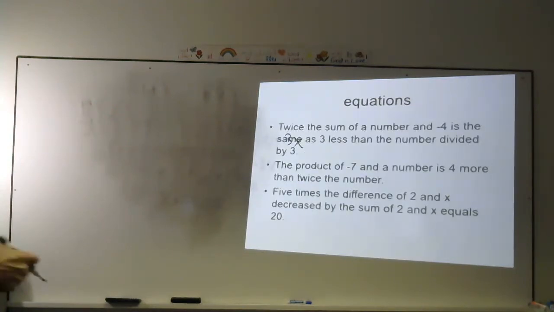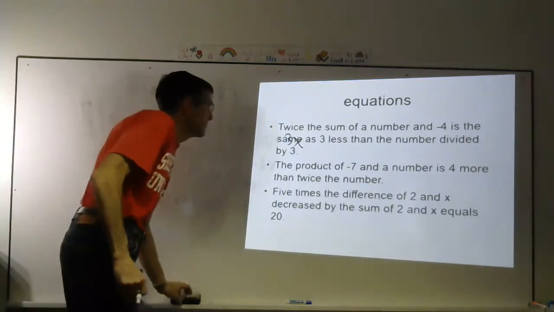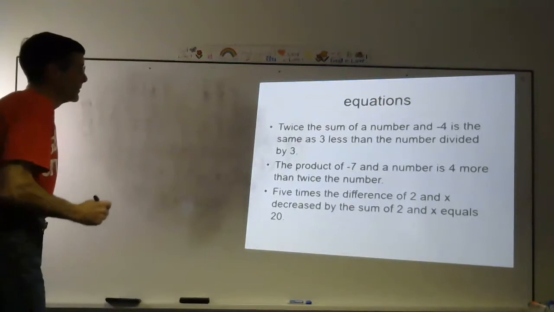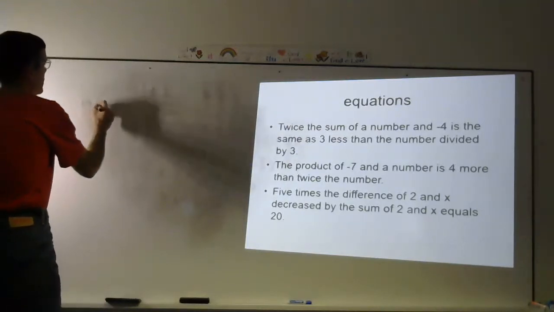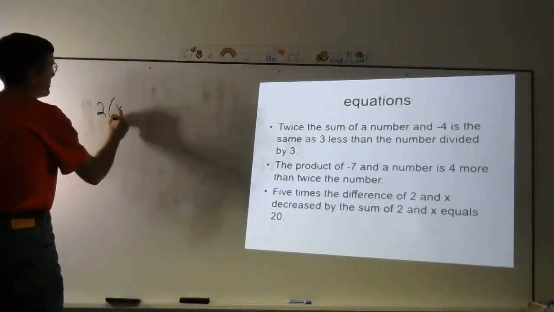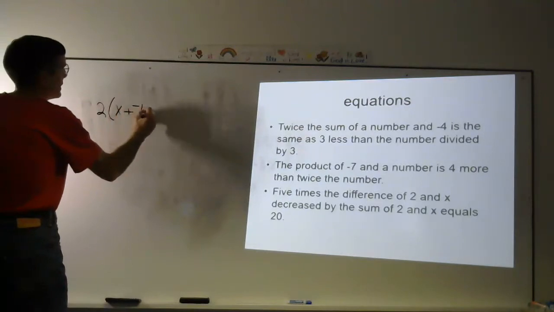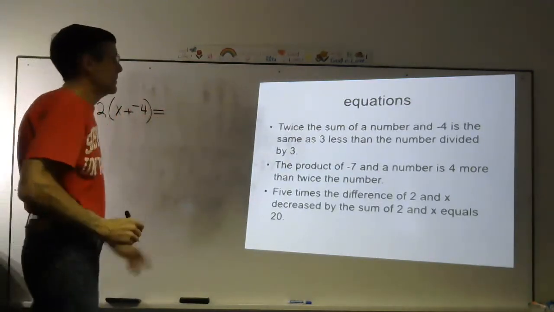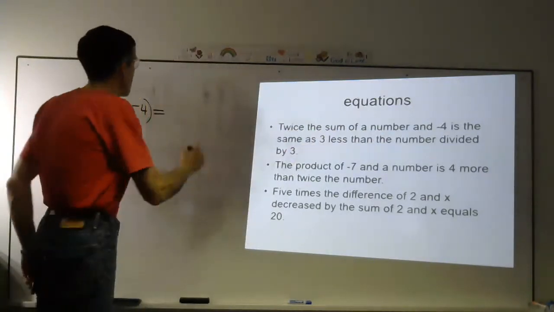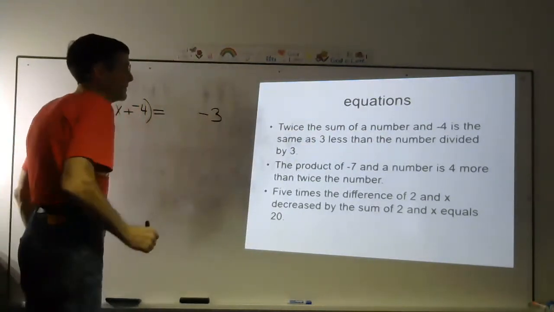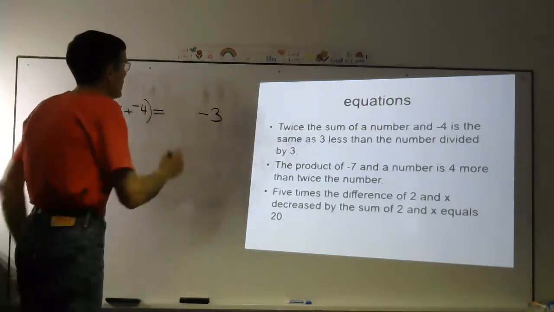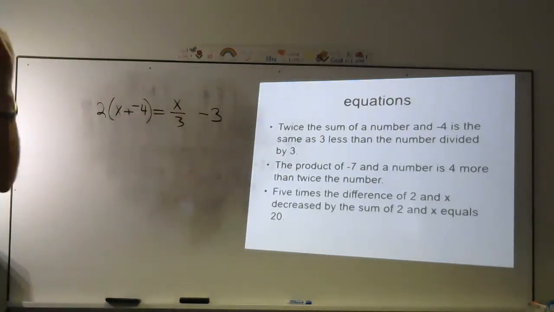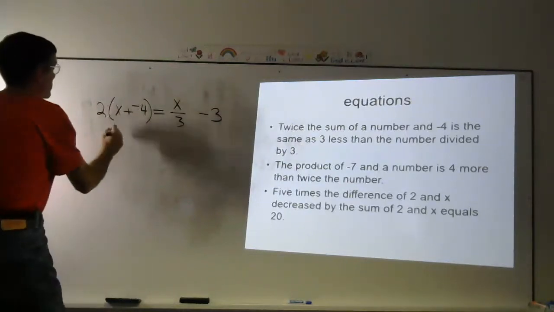Let's try some word problems. Twice the sum of some number and negative 4 is the same as 3 less, I've got to take 3 off of a number divided by 3. Okay? Now we can take the 2 into both parts.